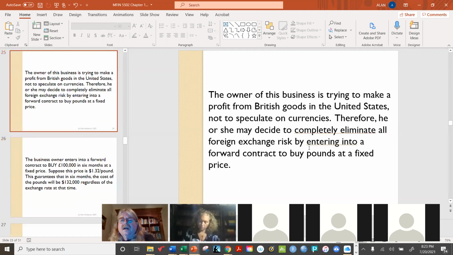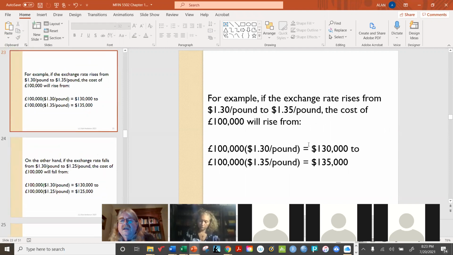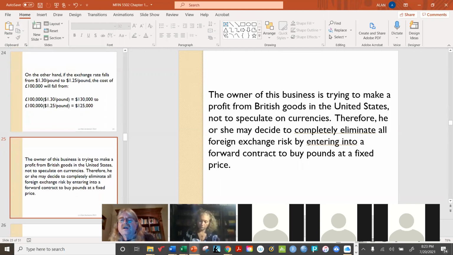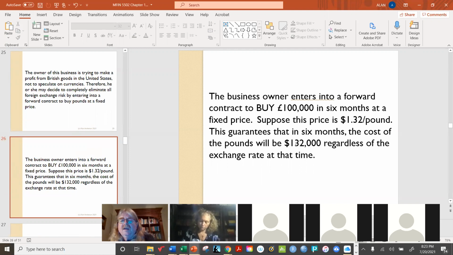So let's say that they agree with the counterparty to buy the pounds in 6 months for $1.32 per pound. So we're locking in the purchase price of $132,000, and that will hold no matter what's going on in the market at that time. So it's kind of like an insurance policy.